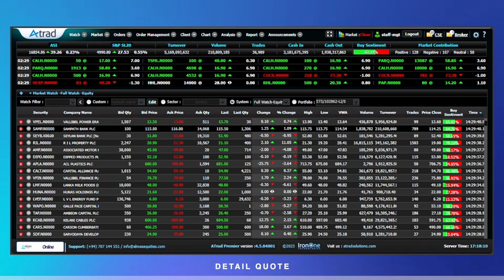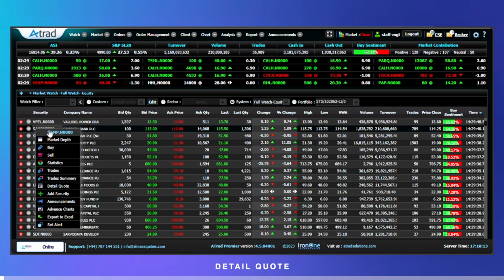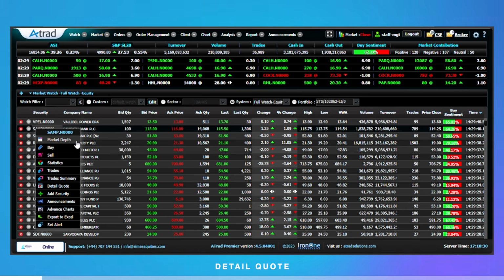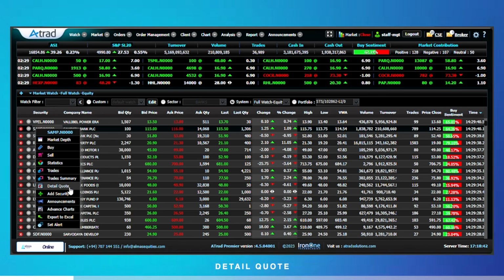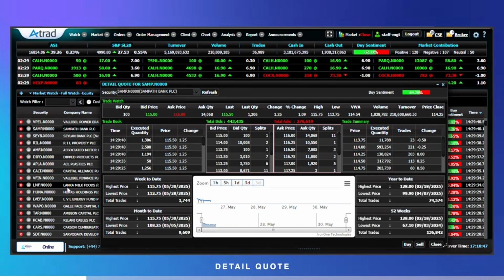If you select the right side of that particular security, you will see a drill down option. Now, in here, there are a lot of options available for you to easily access. The first one is the market depth. We have talked about that, and if you want to quickly buy or sell these shares, you can also use this option, and other statistics are available here. However, I'll take you to my favorite option, which is the detailed quote.